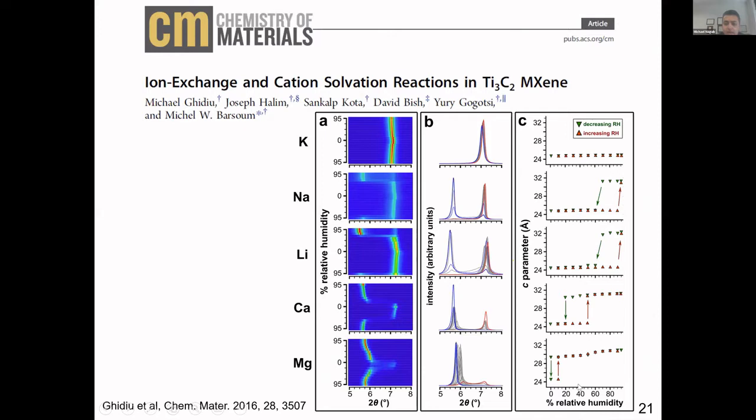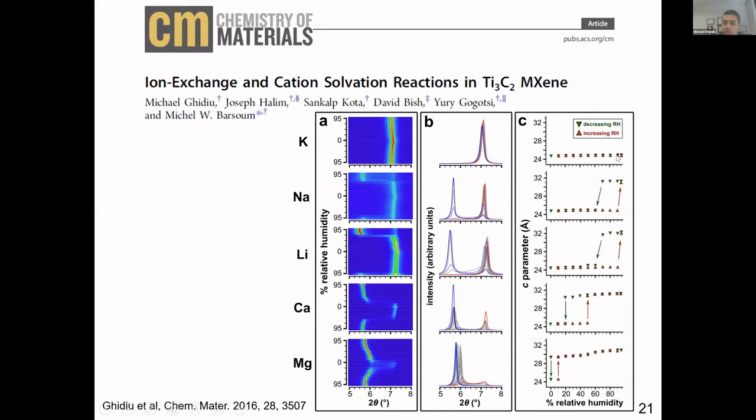And you can see here in the case of magnesium, for example, which is the bottom row here, by increasing humidity, you have a significant increase in the d-spacing. And this stays the same regardless of increasing the humidity more. The increase in the d-spacing, or the c lattice parameter, after increasing humidity further beyond 10% is not as significant as the first step. While, for example, in the case of potassium, which is the top row as you see here, you don't see much change in the c lattice parameter regardless of what humidity you have.